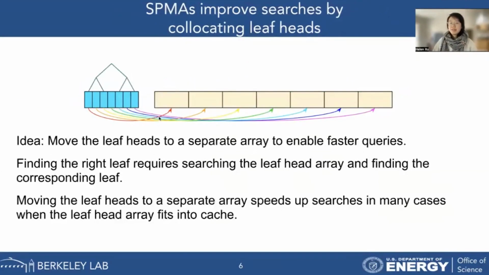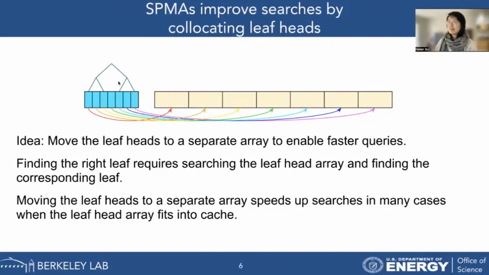The high-level idea of an SPMA is pretty simple, actually. We have these leaves, and each of these leaves has a leaf head. Instead of spreading them out in the array, we're going to move the leaf heads into a separate array and maintain some mapping back into the original PMA. This idea is actually not super complicated. One natural way of storing the leaf heads is just in the original order that they came in. So the first leaf head maps to the first leaf and so on.